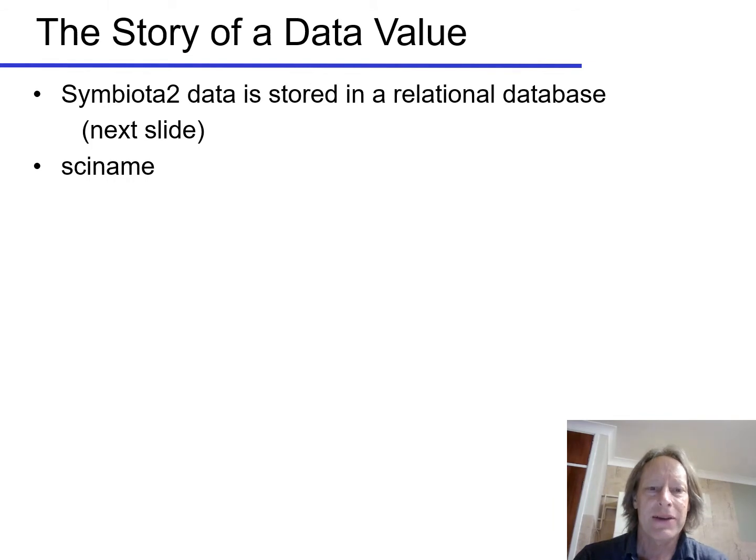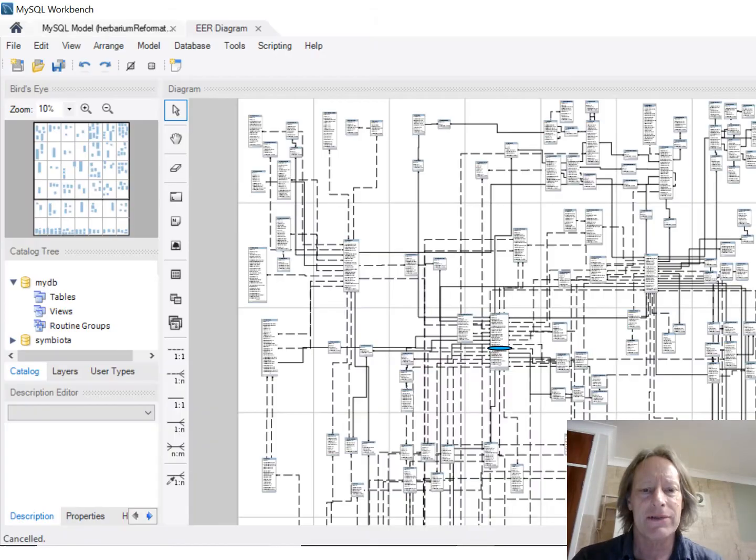Today I'd like to tell you the story of a data value within Symbiota2. In particular, I'm going to focus in on the SciName, which is the scientific name of a specimen within the Symbiota2 database. Life begins for this value within the database, and Symbiota2 is stored in a relational database. This relational database is somewhat complicated. This diagram shows the MySQL Workbench entity relational model for the database.